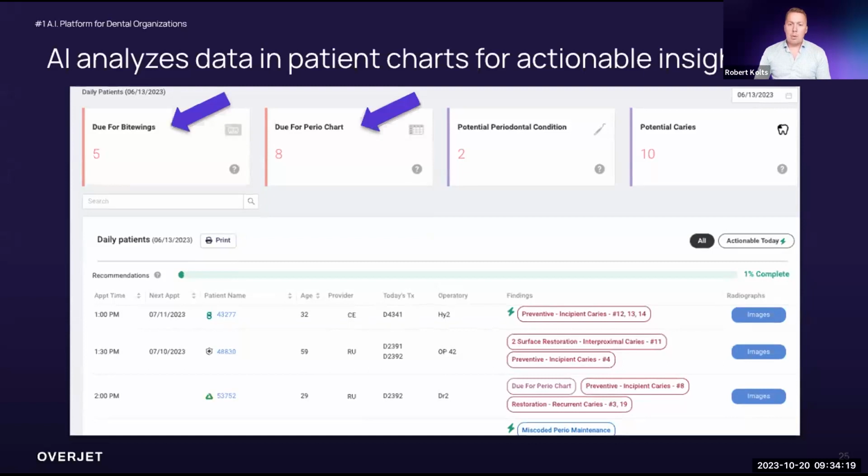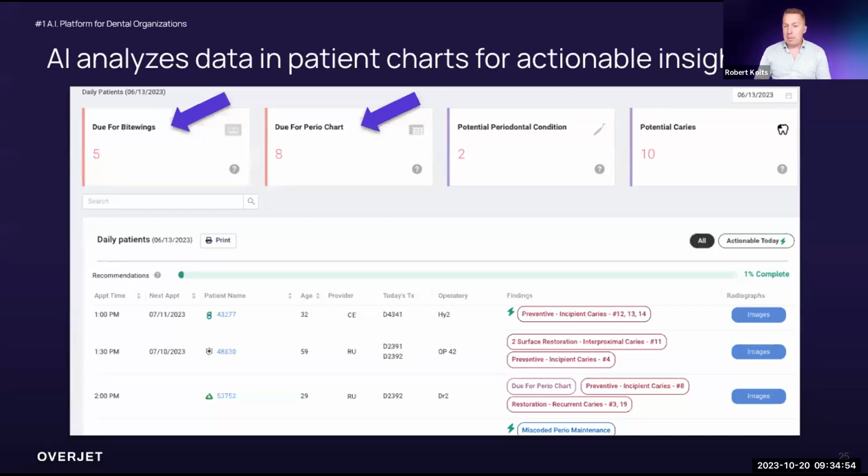Here, what AI can do is auto-generate which of your patients are due for specific things, for example, due for bitewings and due for perio charts. We can read the perio chart data. We sync with your patient management software, so we see the previous transactions. We sync with your x-ray platform, so we see which x-rays were taken recently. We have access to the periodontal charting, so we can see when the actual perio exam was taken, so we're not necessarily looking at the transactions for that. And then as your patients are coming in, we can call out which of those patients are due for those specific actions.